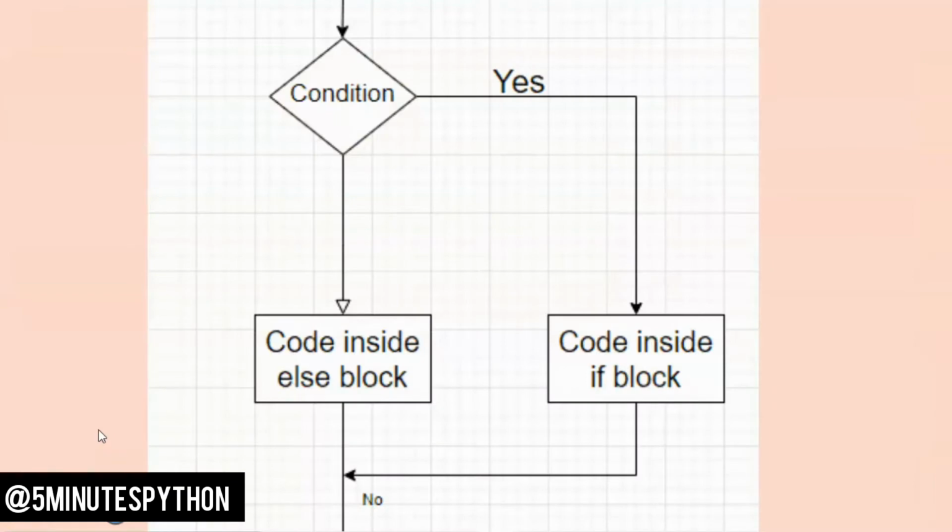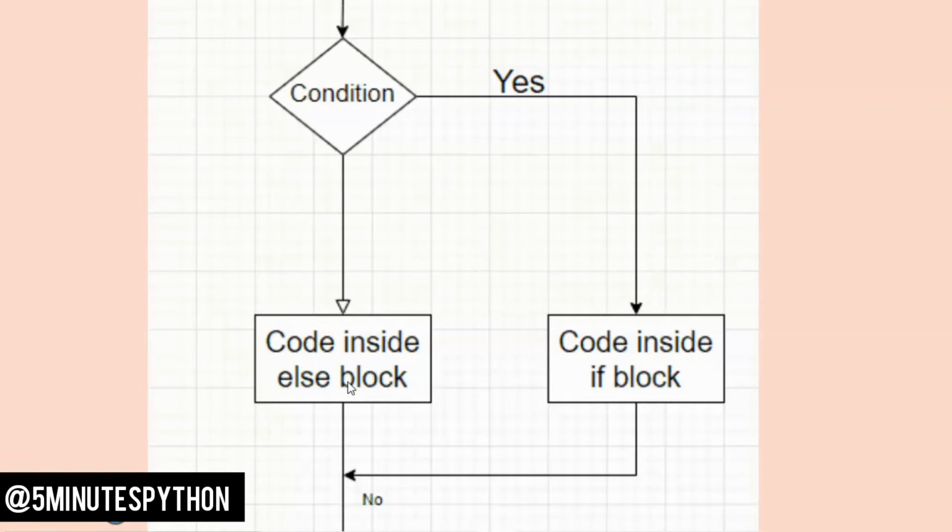Now, this is the basic flow chart for conditional control structure. There will be a condition, and if this condition evaluates to be true, it enters into the if block and the statements inside the if block are carried out. On the other hand, if this condition evaluates to be false, it enters into the else block and the statements inside the else block are carried out. And this is the basic overview of conditional control structure.